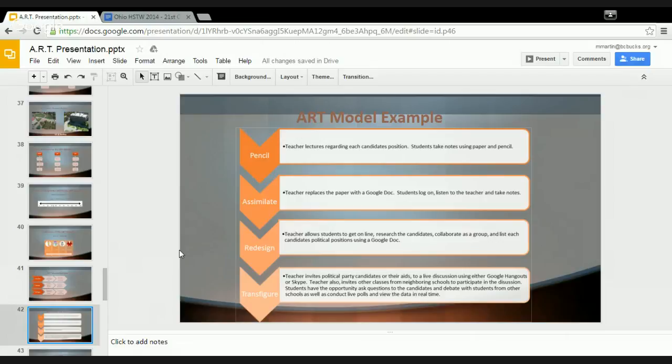And then the last one here, Transfigure. Here, the teacher invites political party candidates or their aides to a live discussion, either using Google Hangouts or Skype for Education. The teacher will also invite other classes from neighboring schools to participate in the discussion. Students have the opportunity to ask questions to the candidates, debate with students from other schools, as well as conduct live polls and view that data in real time. That's totally transforming. It's something much more beautiful than what was happening up here in the pencil stage.